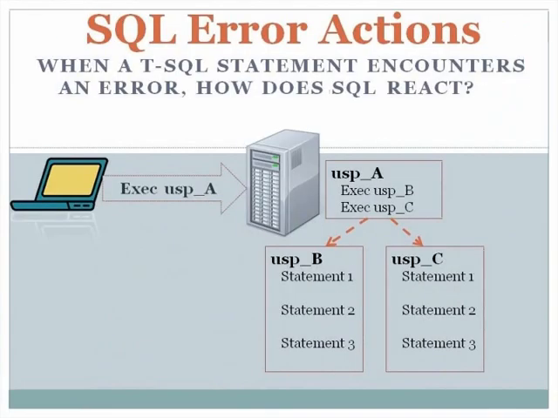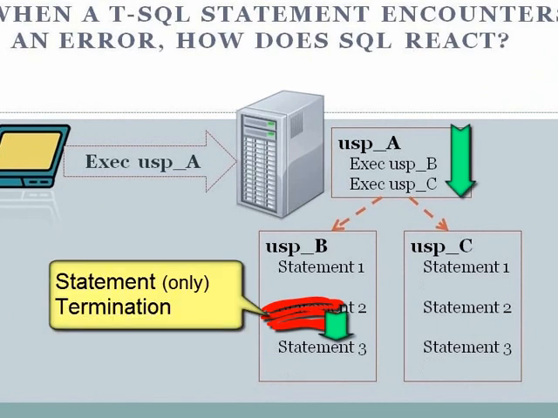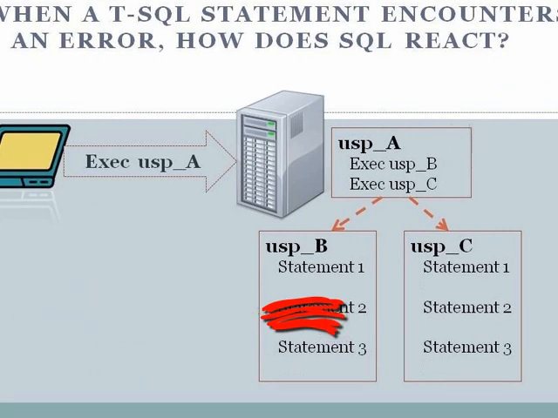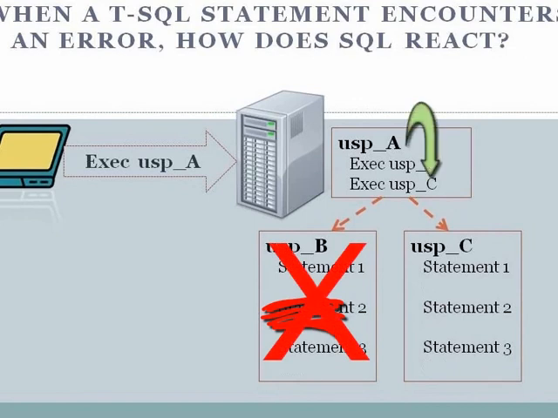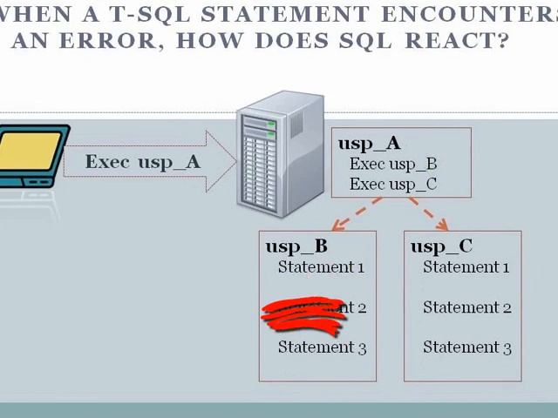Well, the fact of the matter is, it depends on the type of error. For example, if statement 2 does fail, there are situations where it will go on to statement 3 and succeed, and user stored procedure B will return a success. That reaction is known as a statement termination. In another situation, it might cause the entire stored procedure B to fail, but user stored procedure A will still continue on and call C to do its work. That's known as scope abortion.